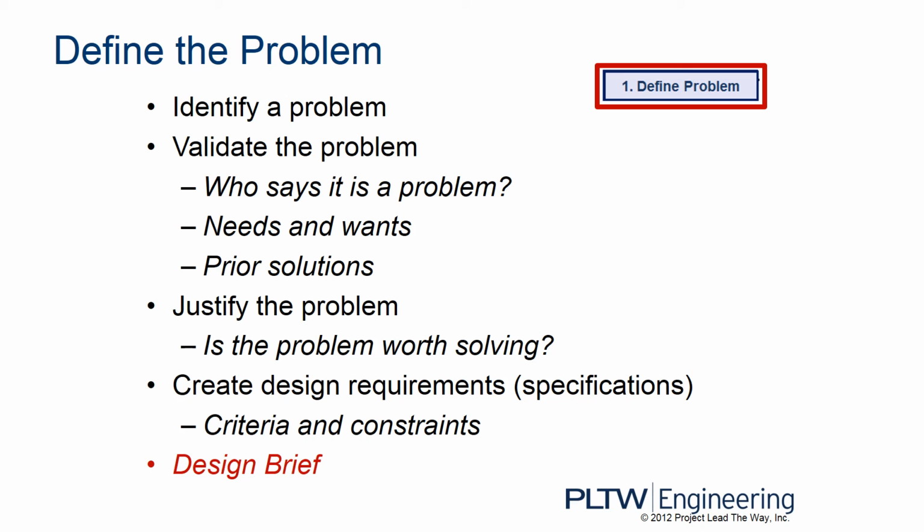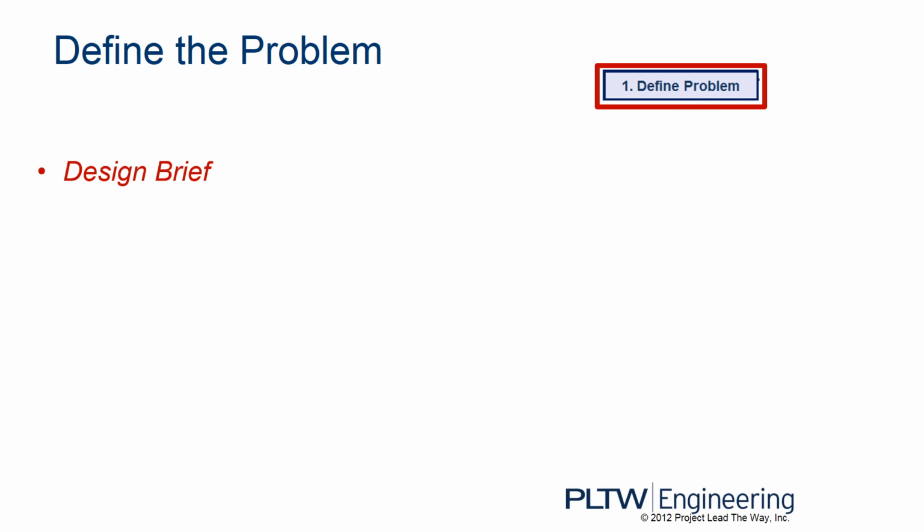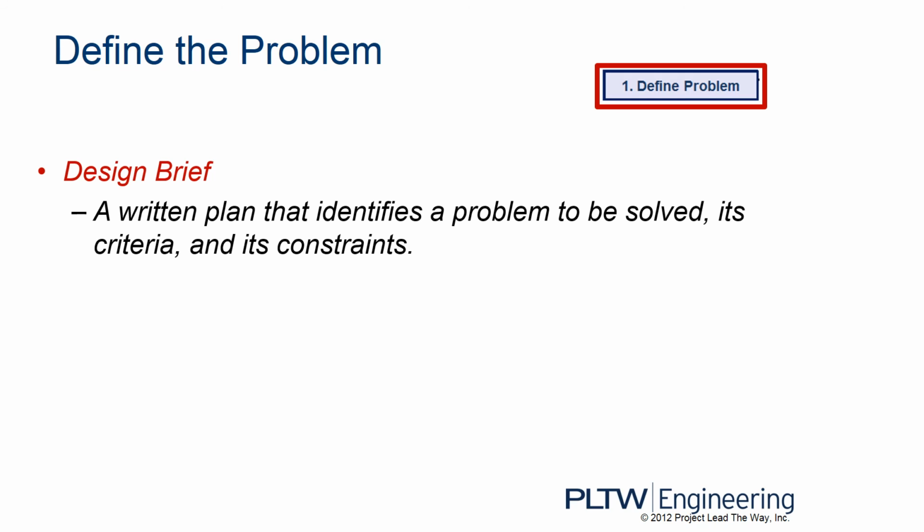This is all brought together into a design brief. It is a document, a technical document that lists everything that needs to happen for you to solve the problem. And when you have the design brief fully put together, you have fully defined the problem. Let's look at design brief one more time. Let's define it real quick. A design brief is a written plan that identifies a problem to be solved, its criteria, and its constraints. Or to put it another way, what are we fixing? What must we do? What must we not do?